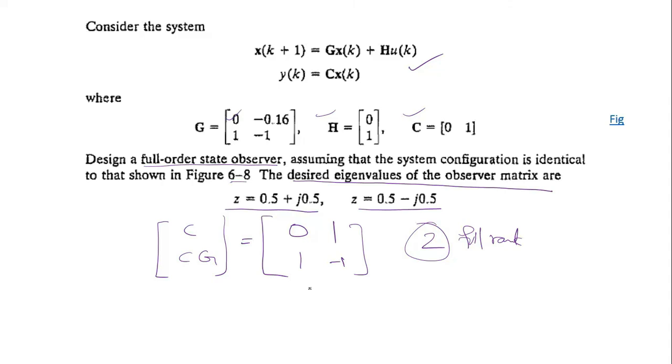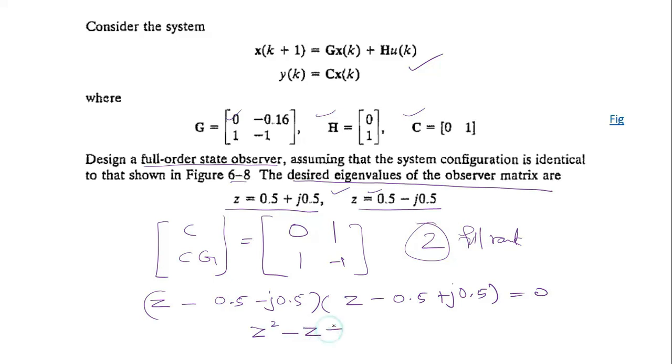Next, you need to find the desired characteristic equation. Here the desired eigenvalues are given, so your characteristic equation becomes z minus 0.5 minus j0.5, into z minus 0.5 plus j0.5, equal to 0. If you simplify this, you will find the equation as z square minus z plus 0.5 equal to 0. This is your desired characteristic equation of the observer matrix G minus KEC.